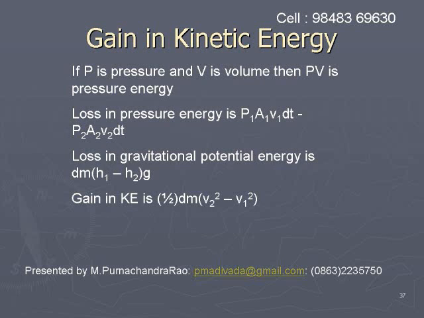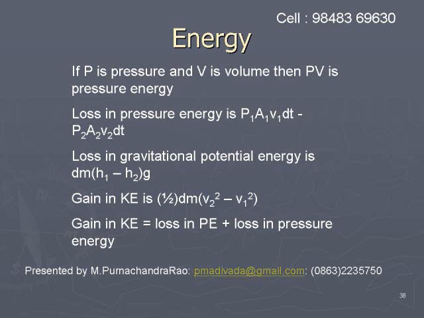The loss in potential energy is dm H1 g minus dm H2 g, which is equal to dm into (H1 minus H2) g. The gain in kinetic energy is half dm V2 square minus half dm V1 square.